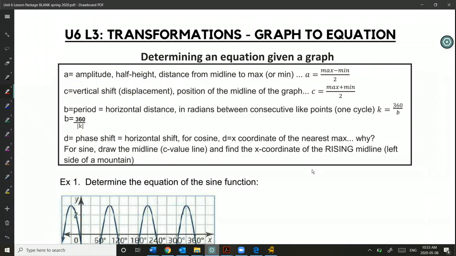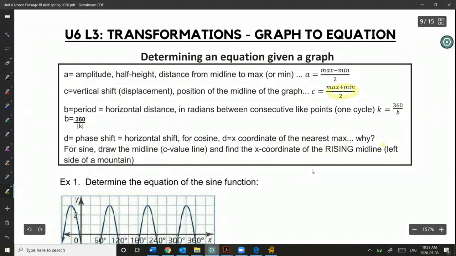So a couple things that we need to know firstly are the amplitude formula, which is going to be max minus min over 2. The vertical shift or displacement formula is actually very similar to amplitude, so we can find that center line of the graph, or the midline, by adding max and min and dividing by 2. So this formula should be a little bit familiar to us in a sense because it's kind of how we take the average of two things.